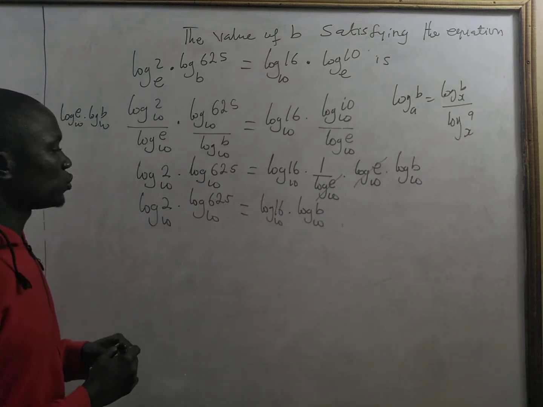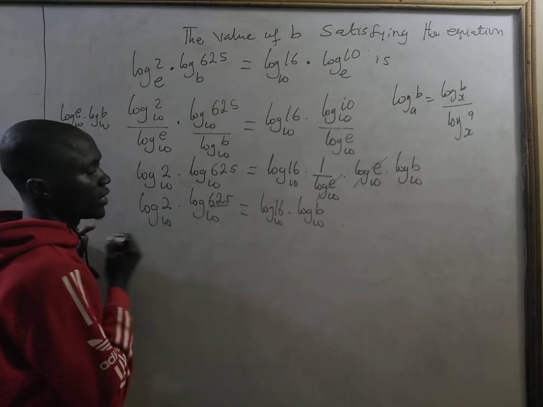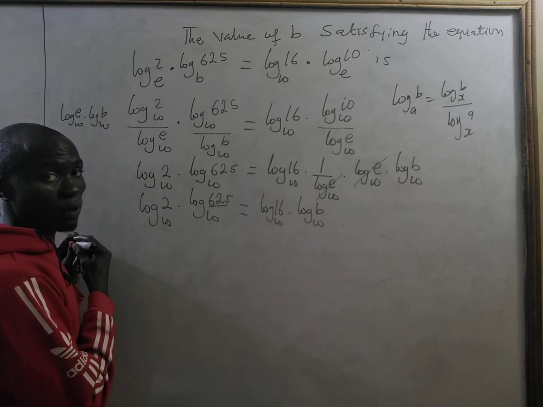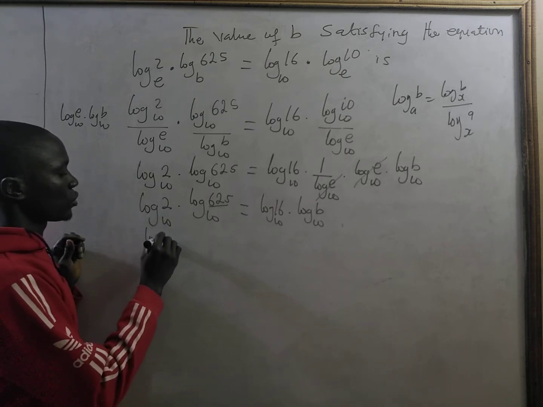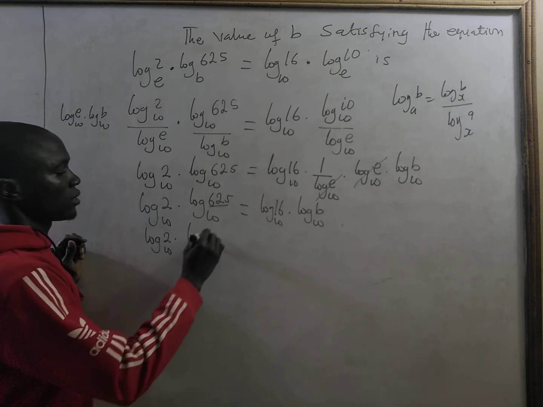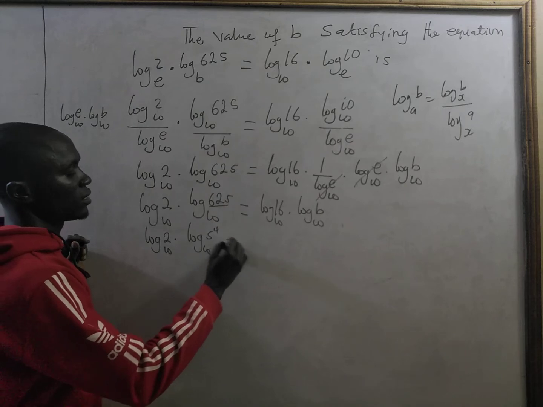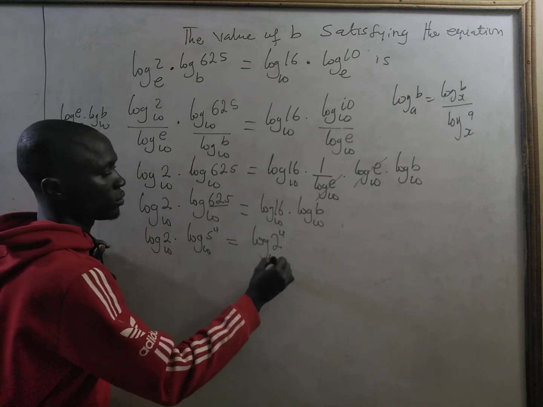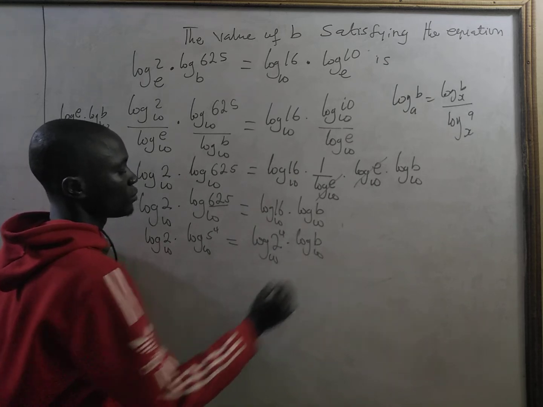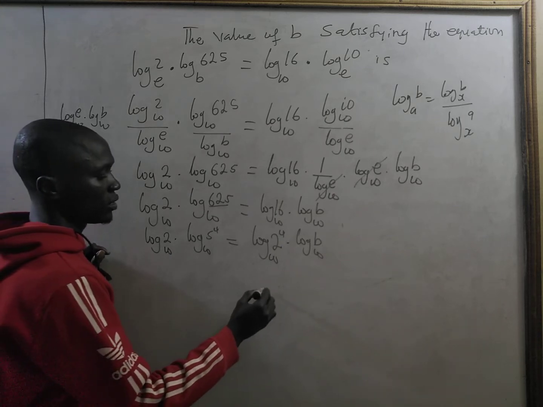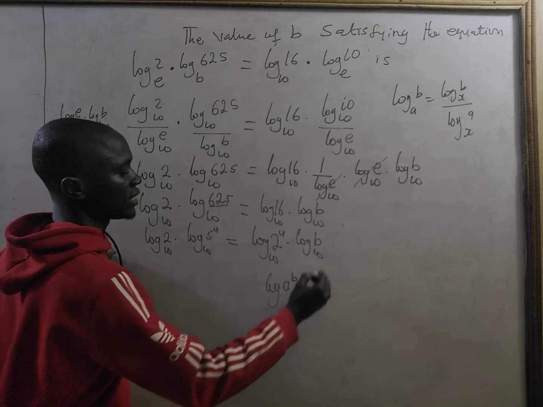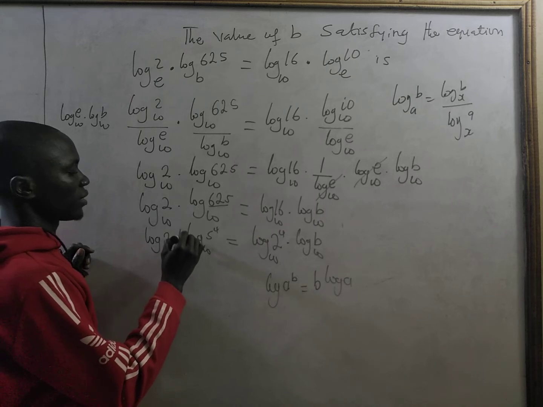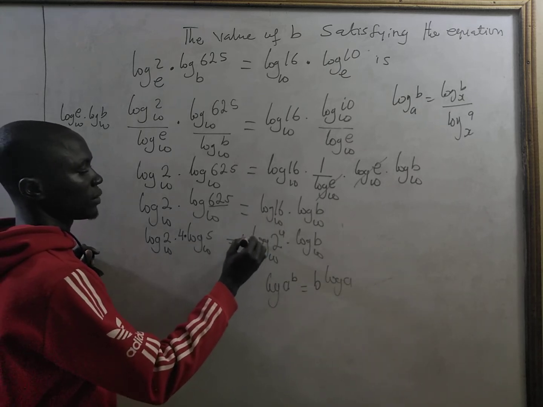Now, what can we do? 625 is the same as 5 to the power 4. So here you have log 2 base 10 times log 5 to the power 4 base 10 equal to, and log 16 is also the same as 2 to the power 4, times log b base 10. From the laws of logarithm, if you have log a to the power b, it's the same as b log a. So here the 4 will come and multiply, and here this 4 will come and multiply.